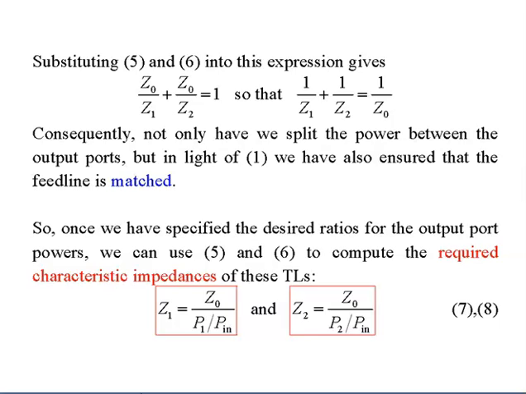So having all this, you have ensured that the feed line is matched. Now you are able to compute the required characteristic impedances, Z1 and Z2, by applying the formula here. So Z1 would be equal to Z0 over (P1 over P in), and Z2 would be equal to Z0 over (P2 over P in).